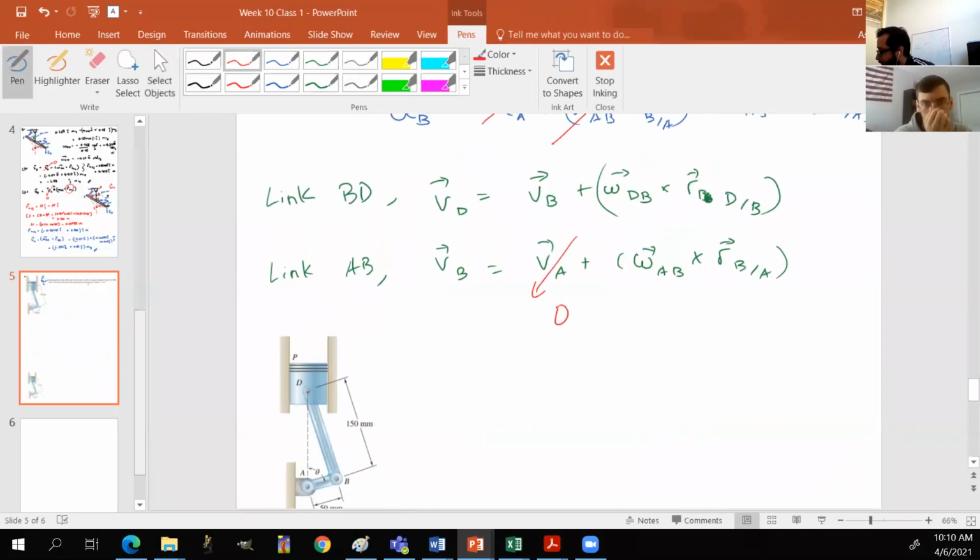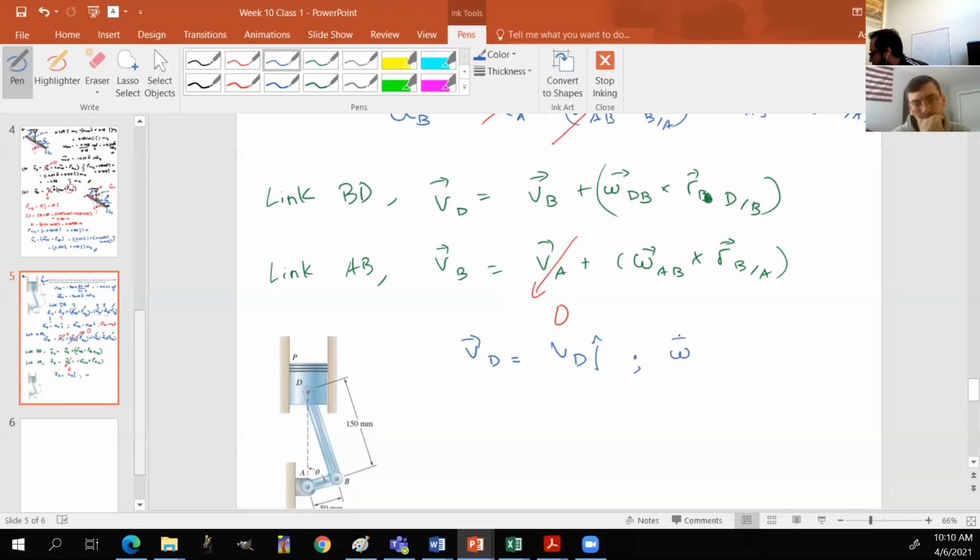So let's define the unknowns over here. What can I say about VD? It's only in the i hat direction. So VD in the i hat direction like that, right? Plus, you have the unknown of omega DB, which we've already defined. So omega DB in the k hat direction.